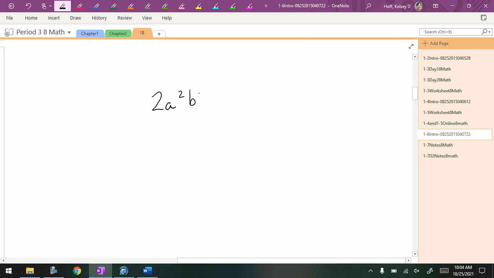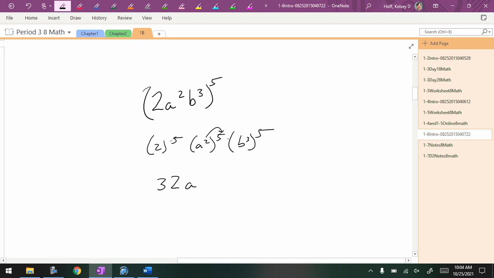2a squared b to the third raised to the fifth power. 2 gets the fifth power, a squared gets the fifth power, b cubed gets the fifth power. You guys did a good job doing 2 to the fifth, which is 32. Yep, 32. When you raise a power to a power, what do you do to your exponents? You multiply. Most of you added them, which then you lost points on.